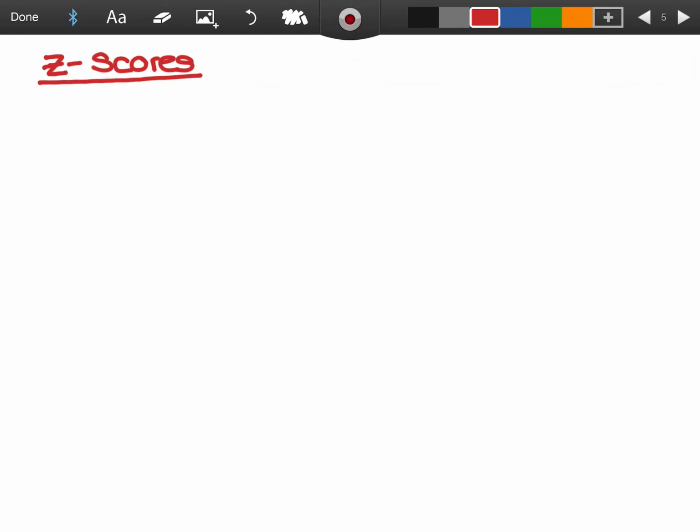Okay, next I want to look at z-scores. This is going to help us out as we go into looking at different types of distribution. I think it's chapters 7 and 8 when we start looking at distributions. We're going to look at the normal distribution, binomial distribution, etc. But z-scores are really useful when we look at the normal distribution.